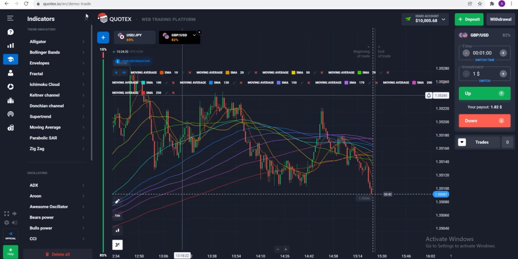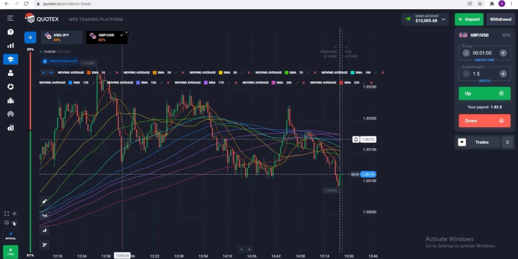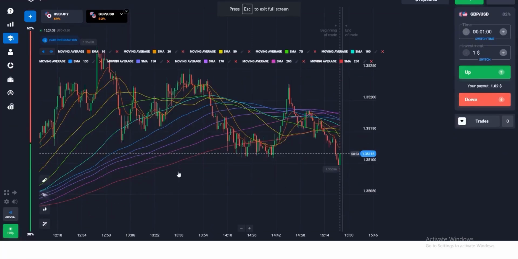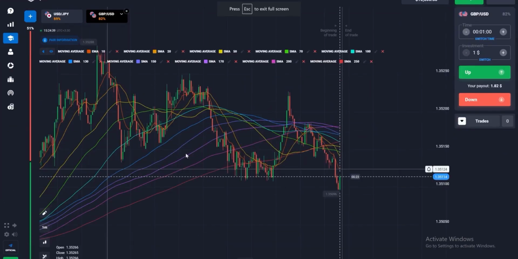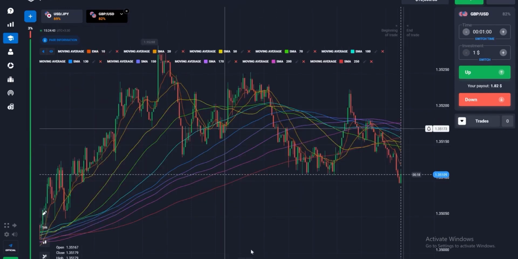Alright dear friends, as you can see, I've added 10 moving averages with different periods and different colors to the chart. Now the chart looks quite cluttered, but let me expand the video so it's easier to see. Let's go back a bit.